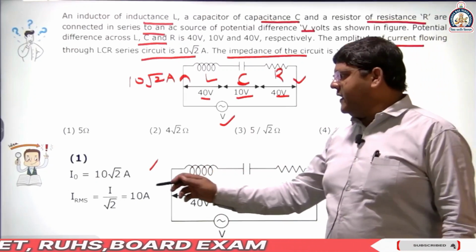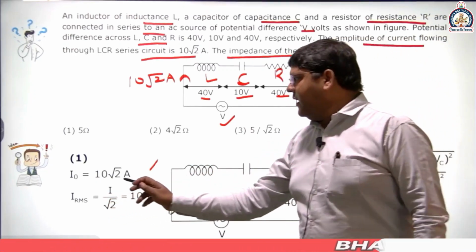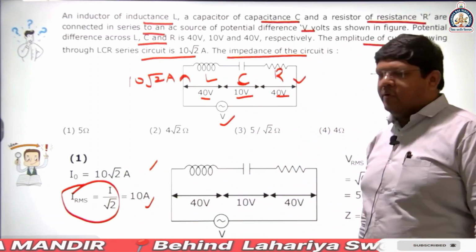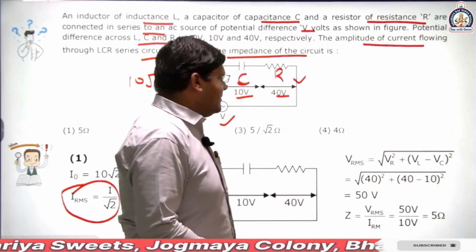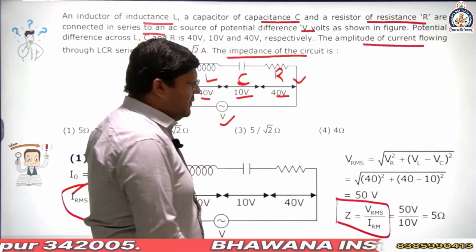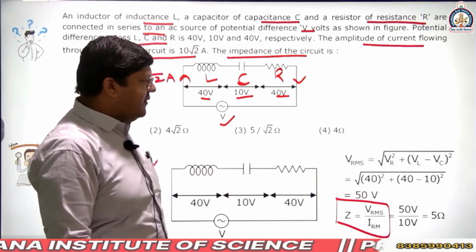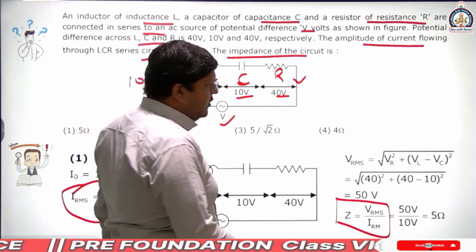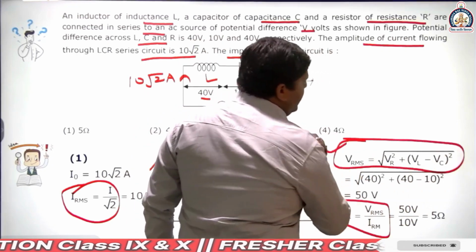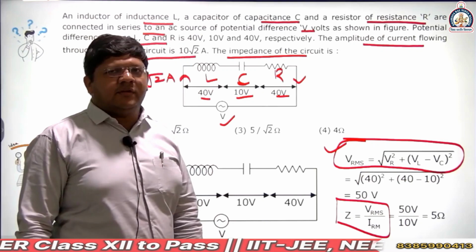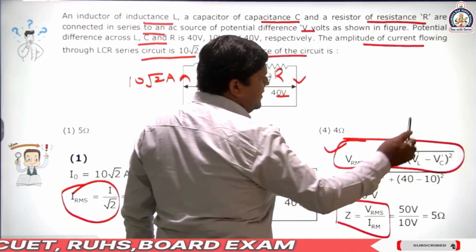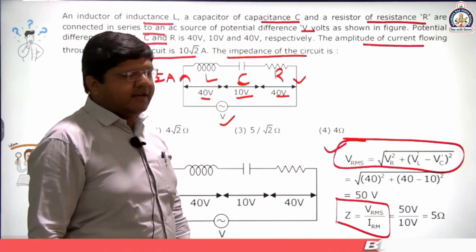If I0 is given, we can calculate IRMS, the root mean square value of current. IRMS is simply I0 upon root 2. So we get IRMS as 10 ampere. Now we have to calculate the value of impedance. For impedance, we can use the formula VRMS upon IRMS. IRMS we have taken as 10 ampere. Now VRMS for an RLC circuit is equal to square root of VR square plus VL minus VC whole square. This is the voltage across the resistor, this is the voltage across the inductor, and this is the voltage across the capacitor. Just putting the values, we get 50 volt.